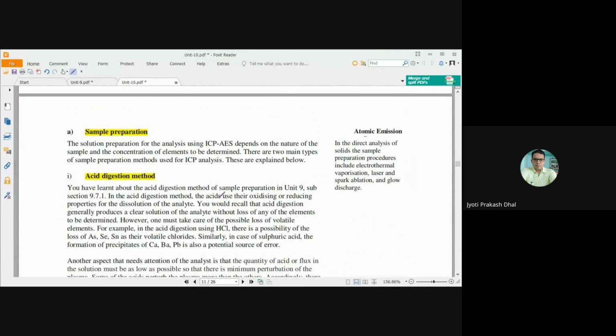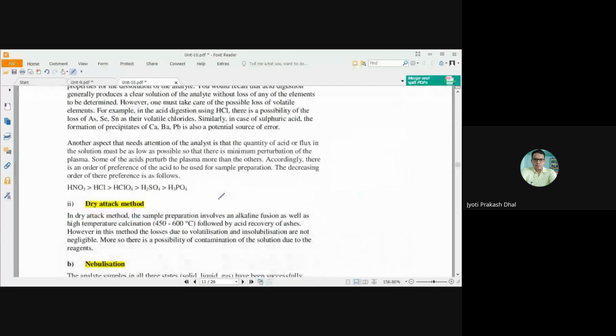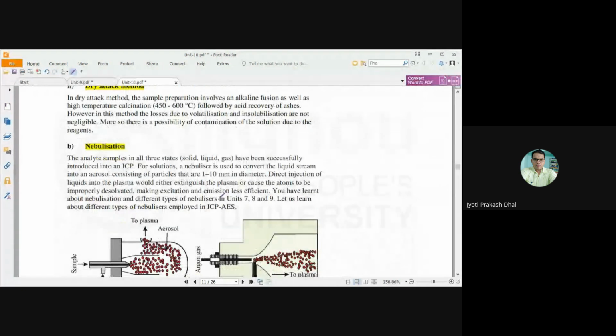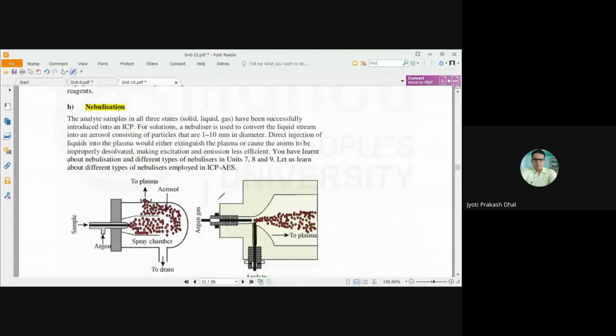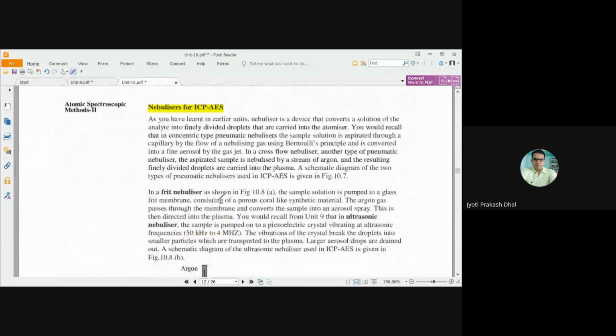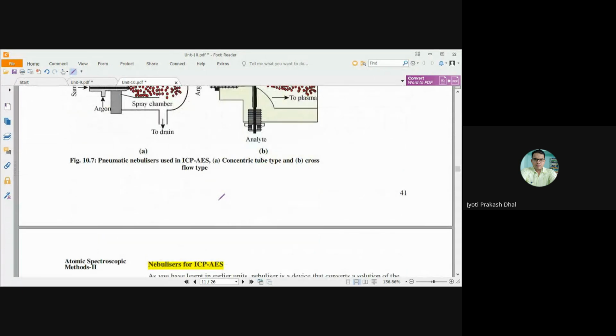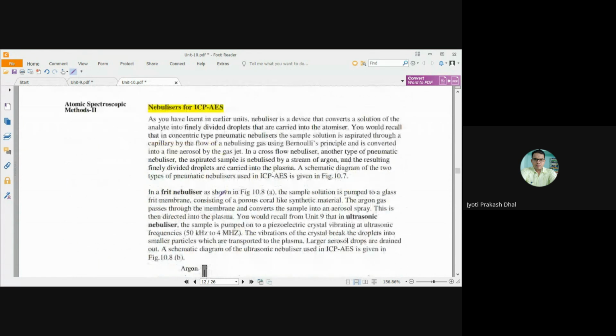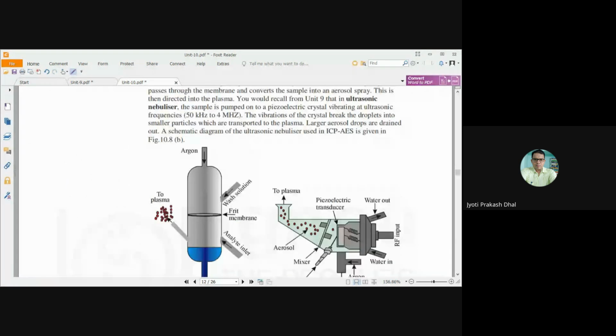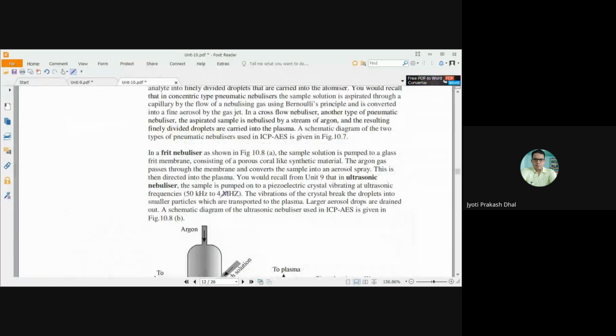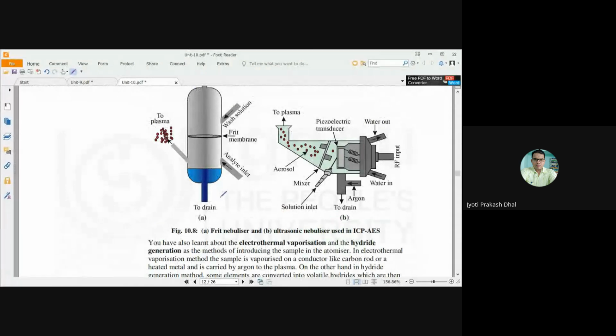Part one is the sample preparation. The sample can be prepared by the acid digestion method or the dry ashing method, and after that it will undergo nebulization for the purpose of aspiration of the atomized gases of the analyte into the flame. Then there is the nebulizer used for ICP-AES. These are the two different types of nebulizer used in ICP-AES, that is the fleet nebulizer and the ultrasonic nebulizer.